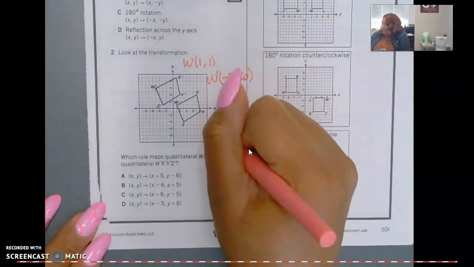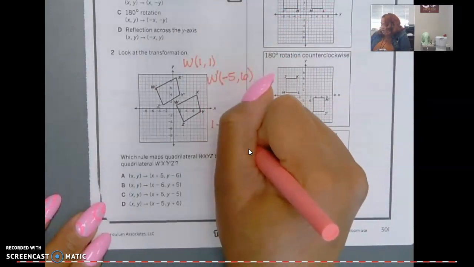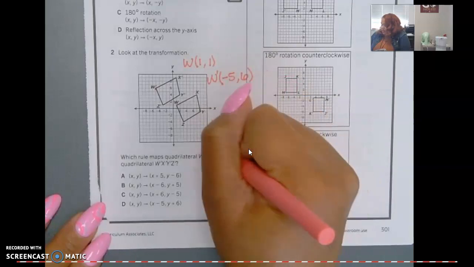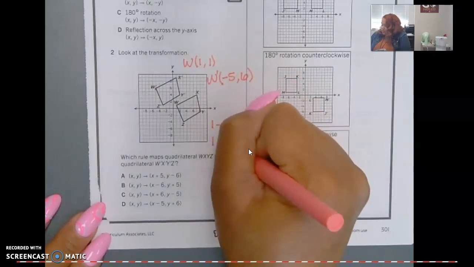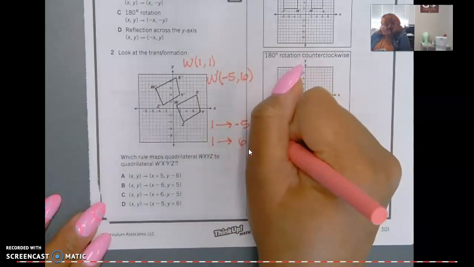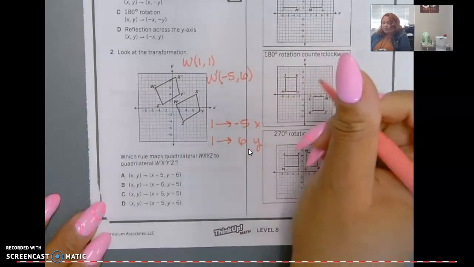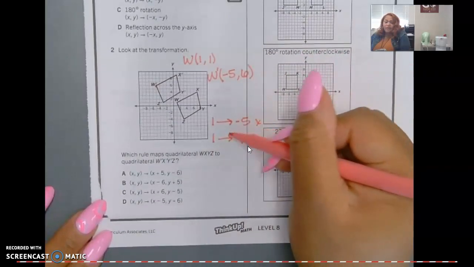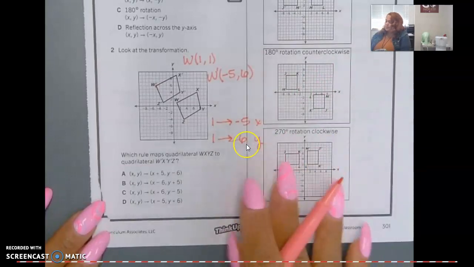You need to find the difference between 1 to -5 and 1 to 6. This is your X value, this is your Y value. What happens to get to -5? What happens to get to +6?